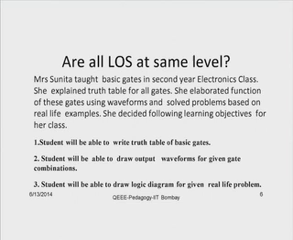Now a few of her learning objectives are as follows. Students will be able to write a truth table for a basic gate. Then students will be able to draw the output waveform when gate combinations are given. And they will be able to draw a logic diagram when a real life problem is given to the student. So these are three learning objectives set up by this faculty.